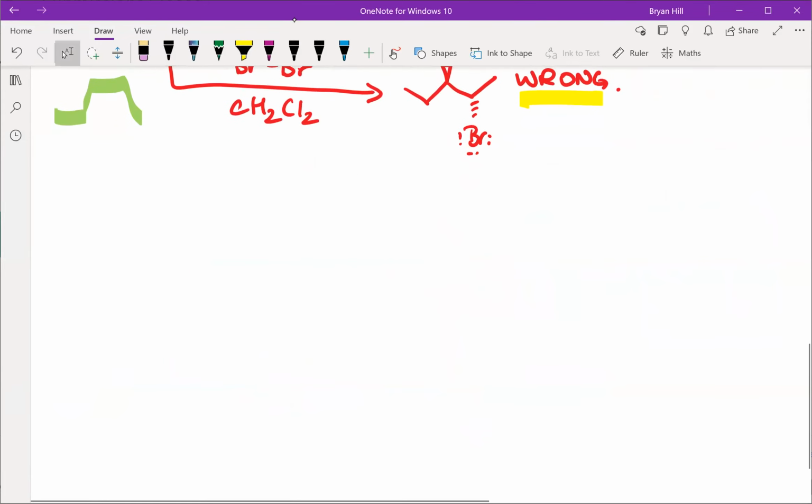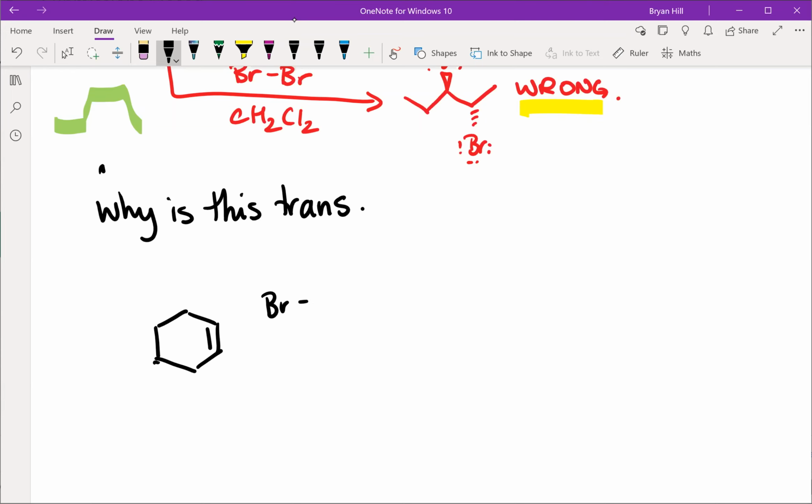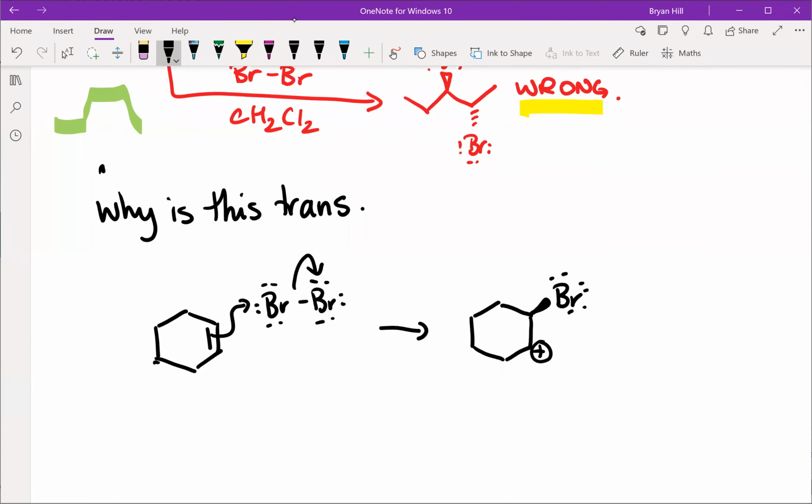Okay, so the question is why is it trans? Let's do the first one we did here. We've got our ring system. We've got Br2, and this attacks, the bromine leaves, and we form a carbocation. So I'm going to draw this up just for the sake of it. This has got a positive charge. We've got our bromide over here.